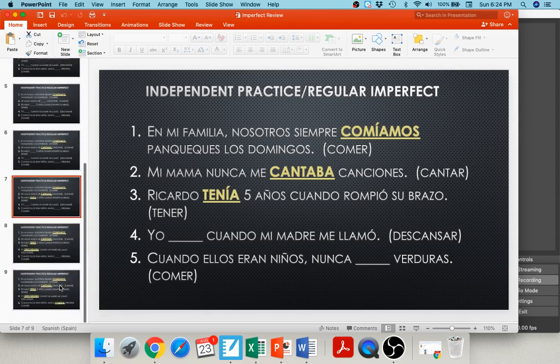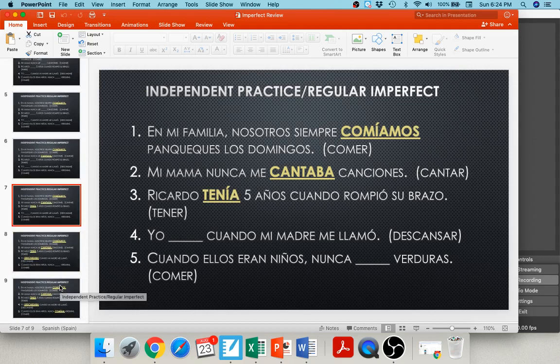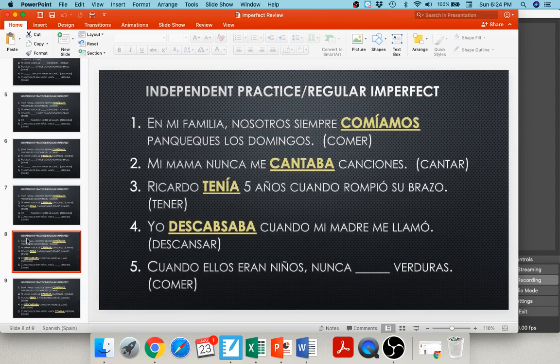Okay, number 4. Yo descansar cuando mi madre me llamó. I was relaxing when my mom called me. Descansar is to relax, to say I was relaxing. Remember that when we remove the AR in the imperfect tense, we add back aba. So you should get yo descansaba cuando mi madre me llamó.